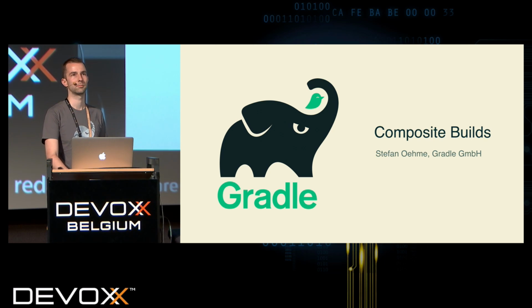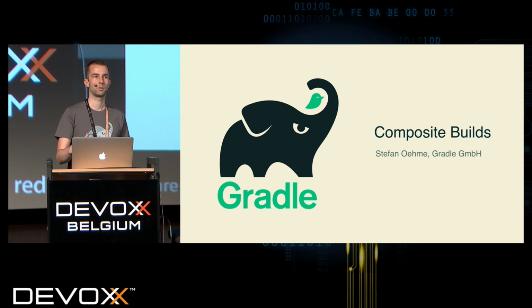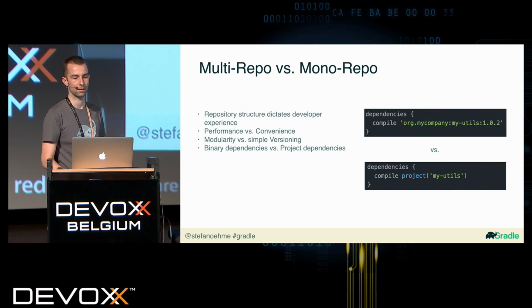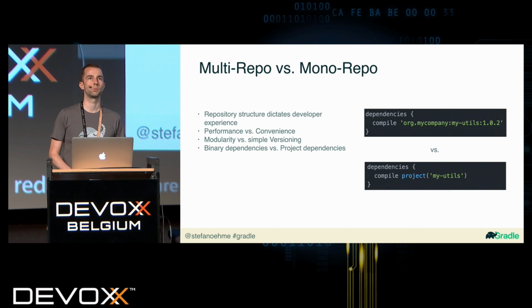And one thing that we identified was that the repository structure that projects have is having a big effect on how developers work. So many of you are probably familiar with these terms, multi-repo and mono-repo.